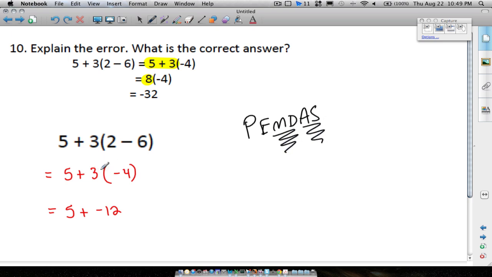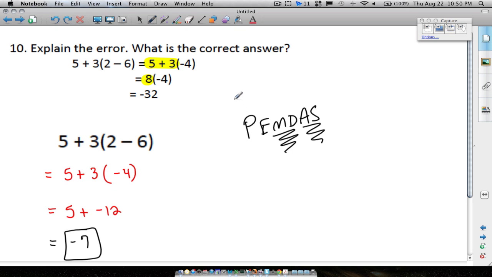So here we did multiply these two numbers. Now we can add these two numbers, or you can think of it as subtraction. 5 plus a negative 12 is equal to a negative 7. And the reason that's equal to negative 7 is because these two signs are different. When your signs are different, you subtract the numbers and keep the sign of the bigger number. So 12 minus 5 is 7. 12 is the bigger number. It has a negative sign, so we make our answer negative 7.